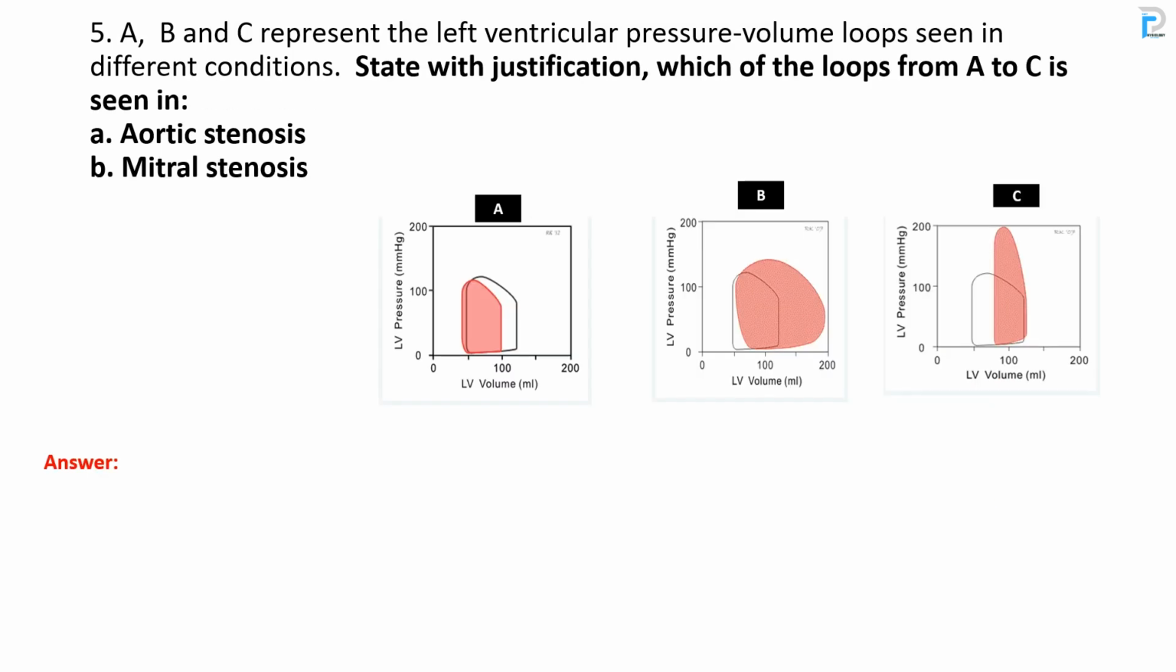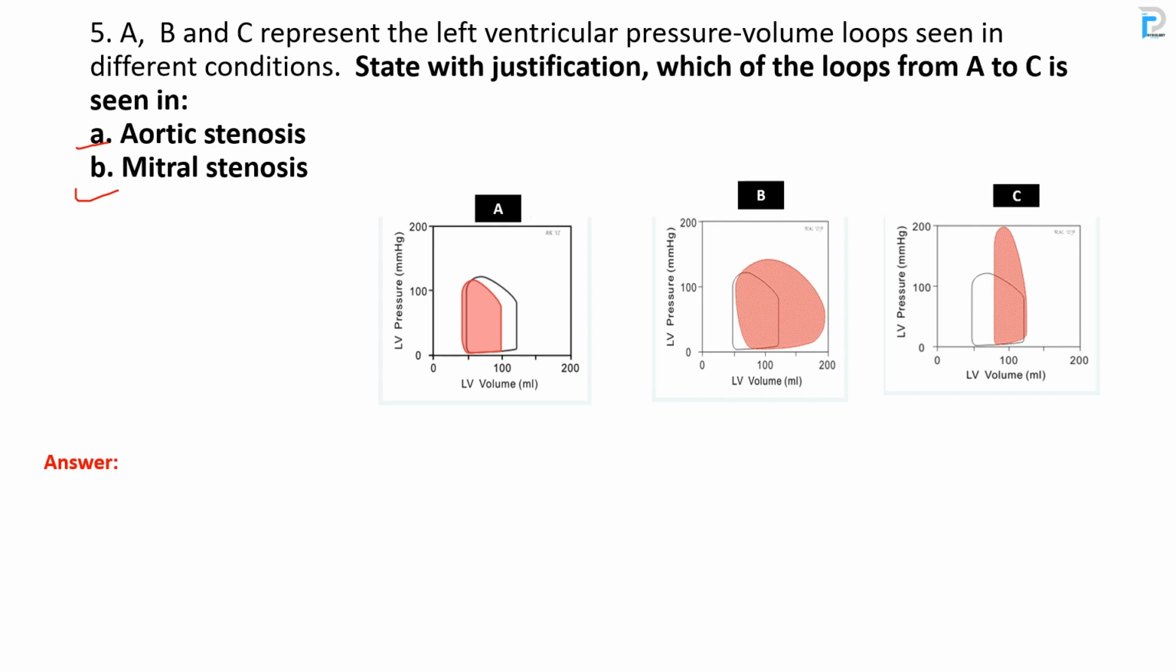Okay, coming to question number 5. Question number 5 here is an application of your understanding of this pressure volume loop, and seeing how this pressure volume loop changes with different conditions. I have picked two conditions here, aortic stenosis and mitral stenosis, to see how the pressure volume loop changes.